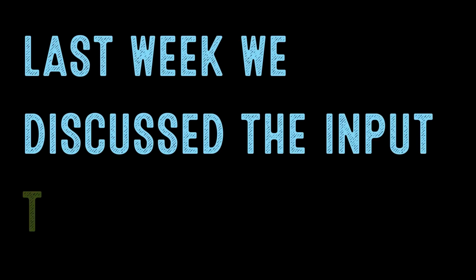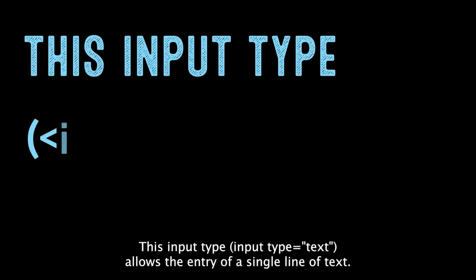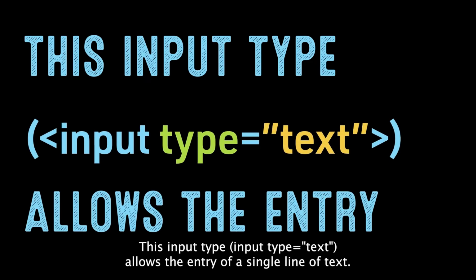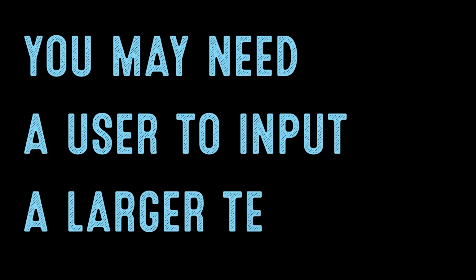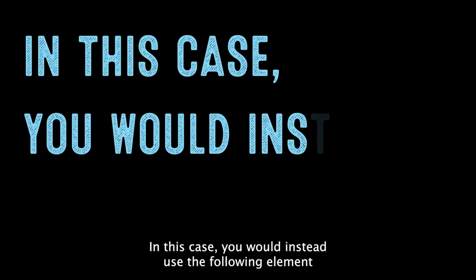The Daily Code Snippet. Last week we discussed the input type for text. This input type equals text, allows the entry of a single line of text. But there are instances where you may need a user to input a larger text block. In this case, you would instead use the following element, text area.